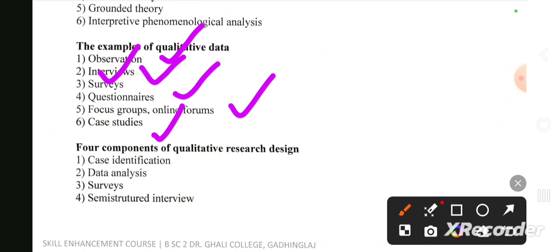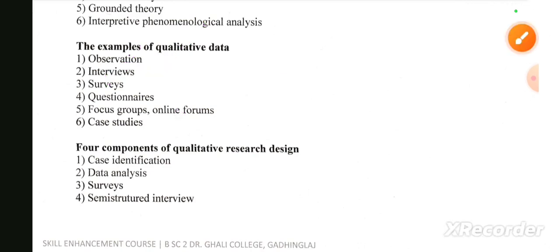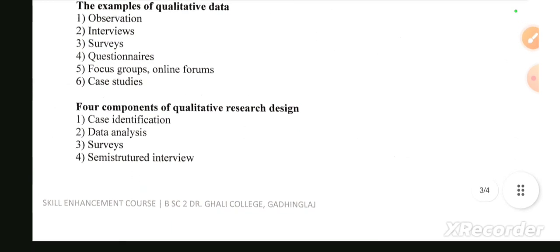Once we have collected this type of data, we can analyze these qualitative data by using some statistical tools and techniques. There are four components of qualitative research design. These four components include case identification, data analysis, surveys, and semi-structured interviews.